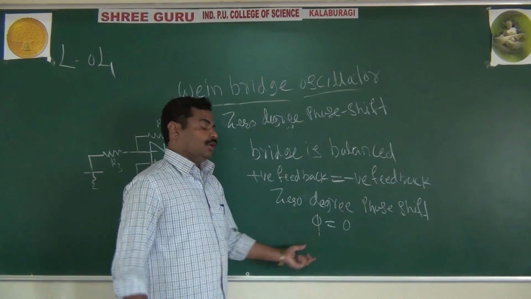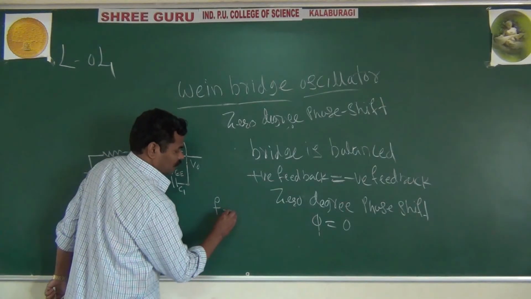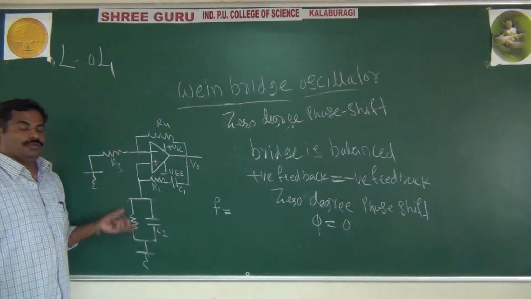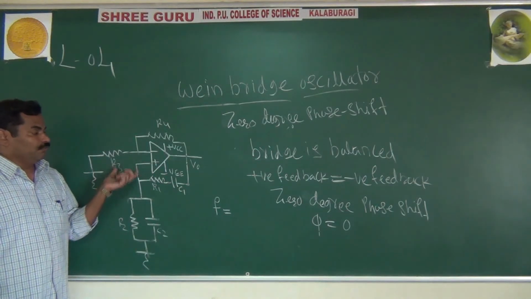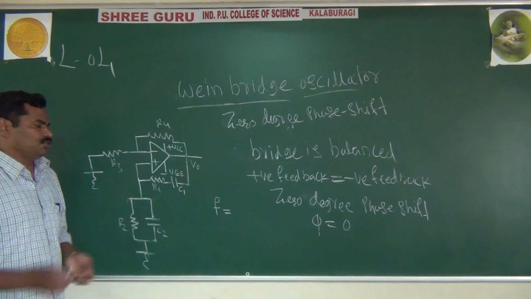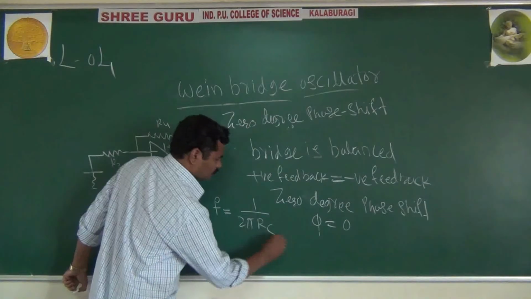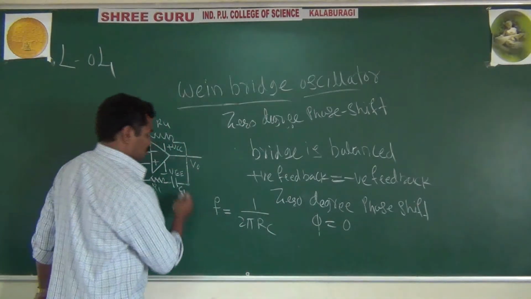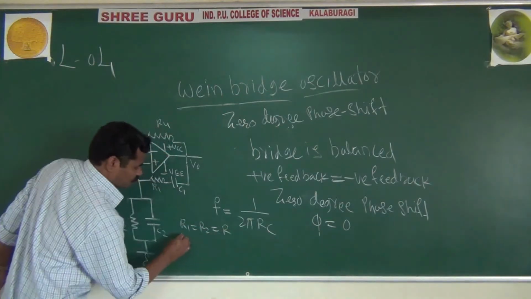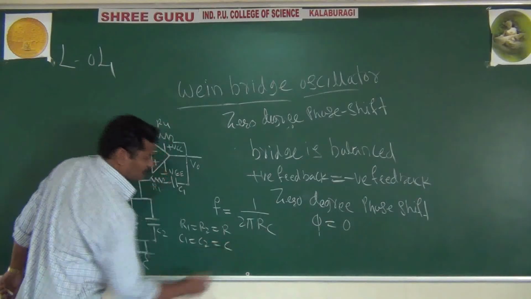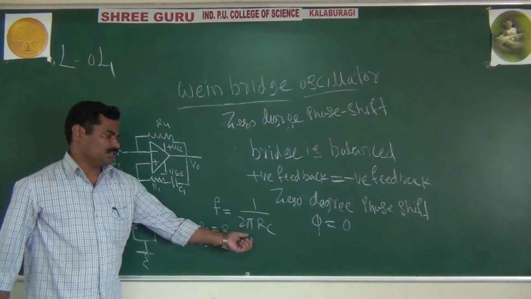Our phase angle is 0, and in that condition the resonant frequency is equal to the oscillating frequency. The resonant frequency is equal to the oscillatory frequency. That is nothing but f equal to 1 divided by 2 pi RC. Here the condition is that R1 equal to R2 equal to R, C1 equal to C2 equal to C. Only in this condition your bridge is balanced and f is equal to 1 by 2 pi RC.